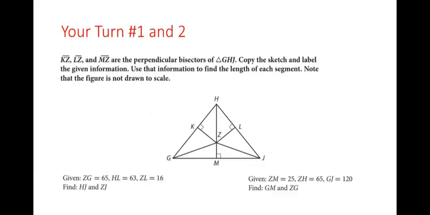All right, so here are your turns. Again, they tell us that KZ is a perpendicular bisector, as is LZ, as is ZM. So it's just like the example I gave you on the last slide. Basically, you're going to have your givens, and then they're asking you to find certain distances. So they give you givens, and you have to find what they're asking about. This is your turn number 1 right here, your turn number 2 right here. Same process as my examples from earlier.